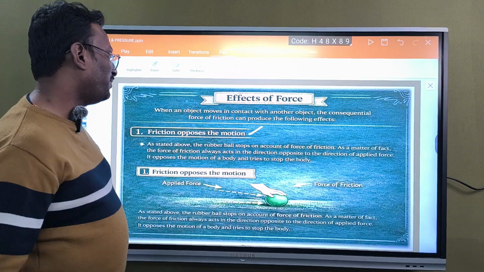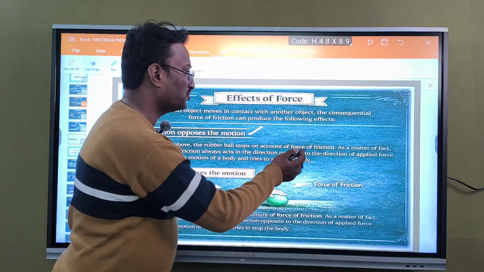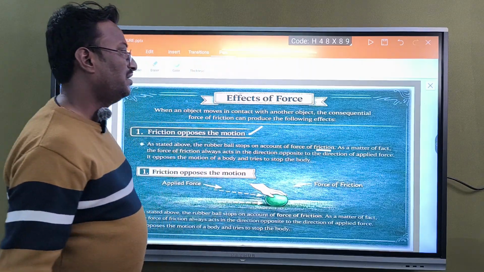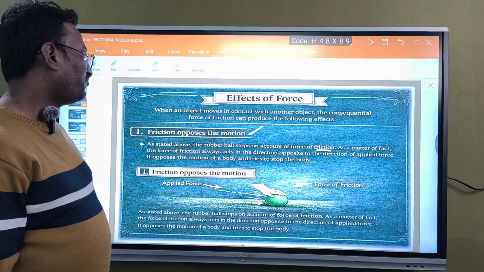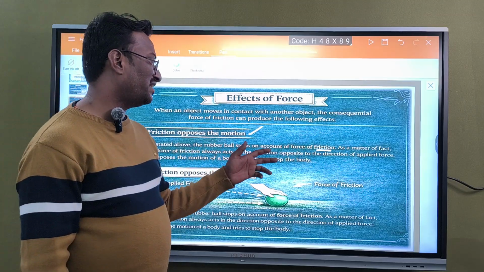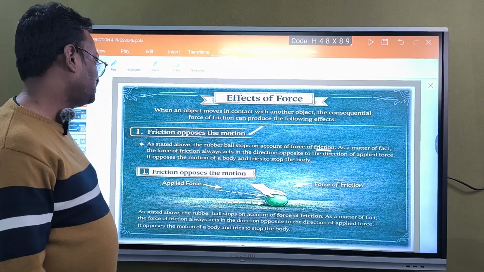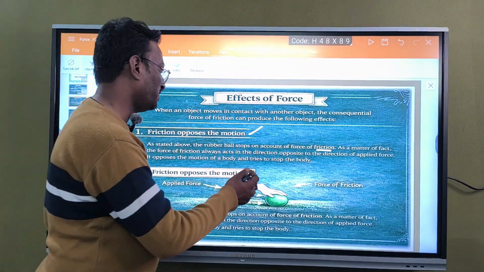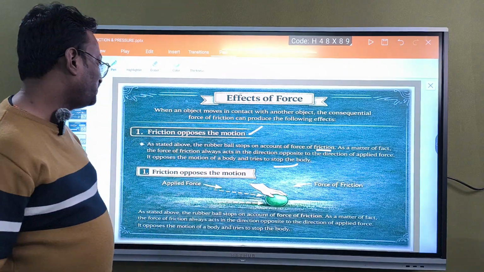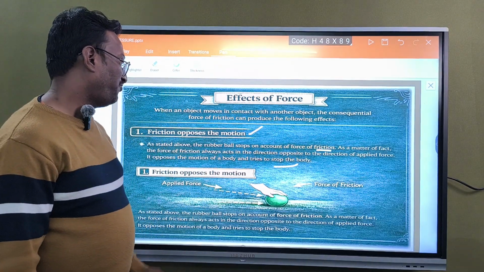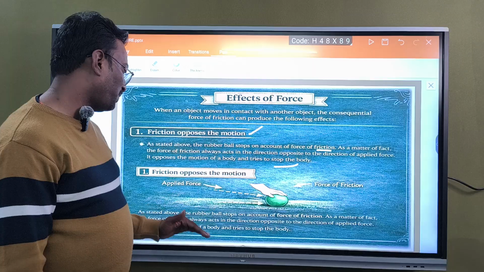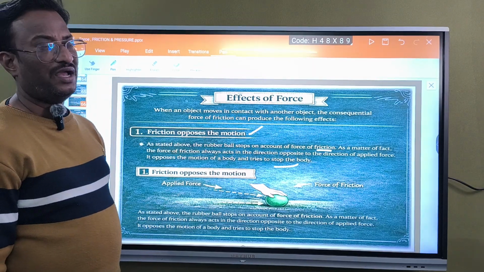As seen above, the rubber ball stops on account of the force of friction. As a matter of fact, the force of friction always acts in the direction opposite to the direction of the applied force. It opposes the motion of a body and tries to stop the body. The first one is that friction opposes the motion of a body.